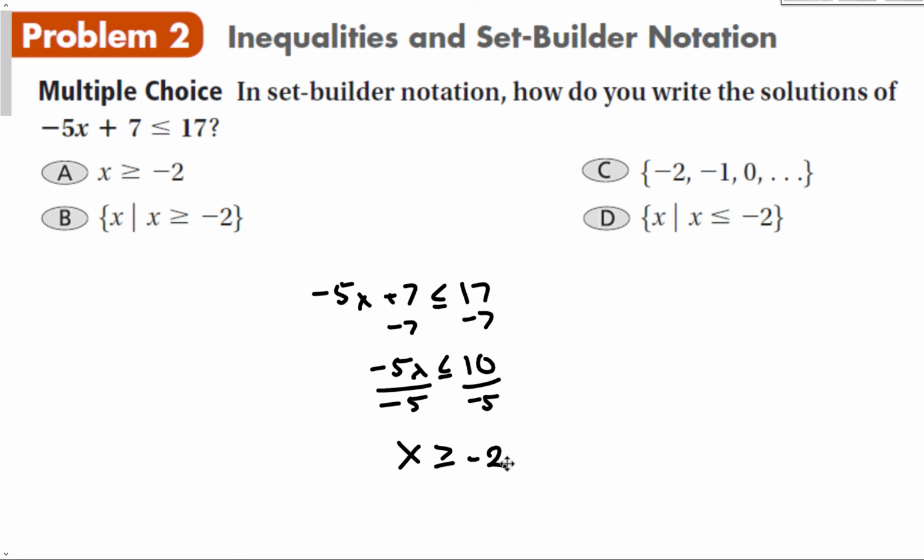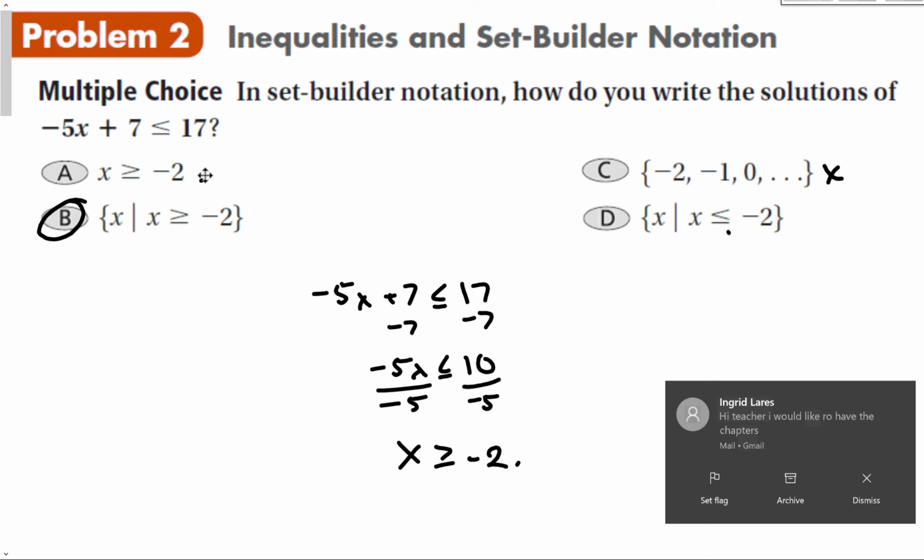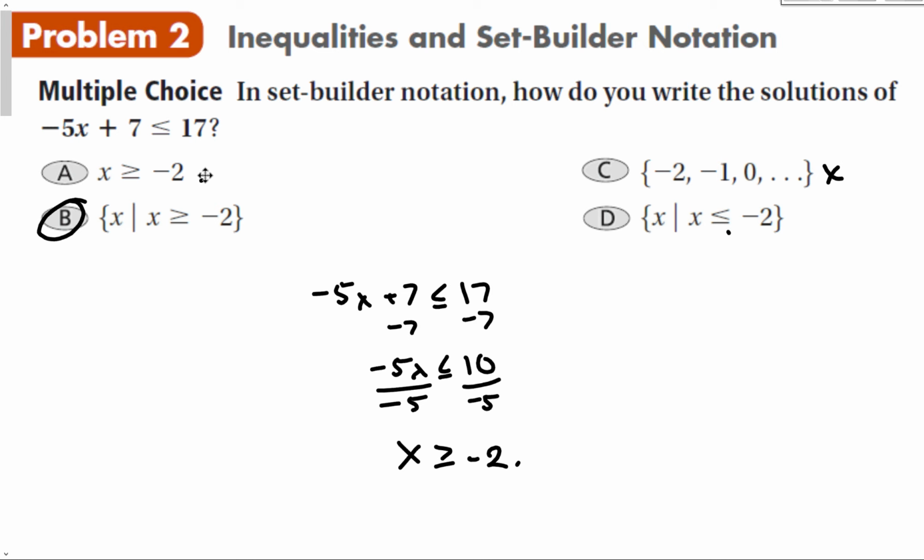Well, this is a little bit easier because there are no constraints on the variable. When I look at my set builder notation, x can be anything that's greater than or equal to negative 2, which is b. Not set builder notation, not set builder notation, and this one says less than or equal to negative 2. So this one would be correct. It is the answer of my inequality, but it's not written in set builder notation. Sorry about that. Okay.